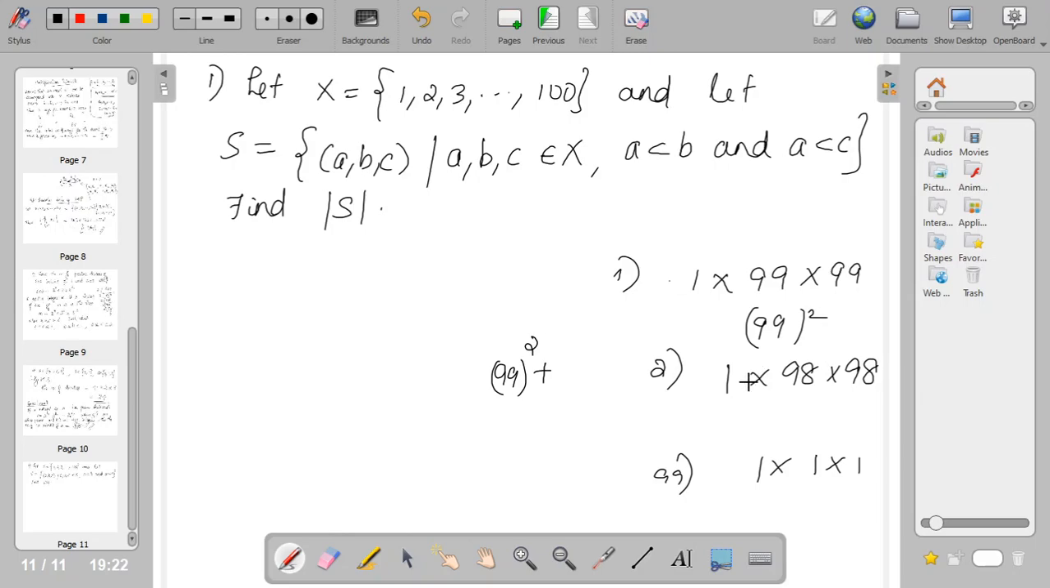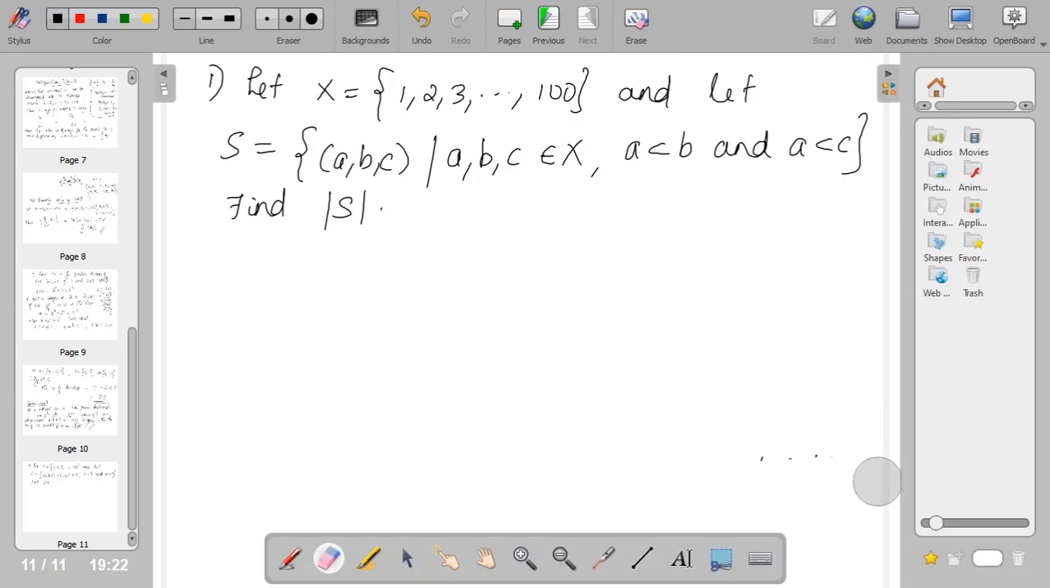now use the addition principle. So the total number of ways will be 99 square plus 98 square plus 97 square plus etc. The last case it is 1 square. So this is the number of ways. So let us write down that.